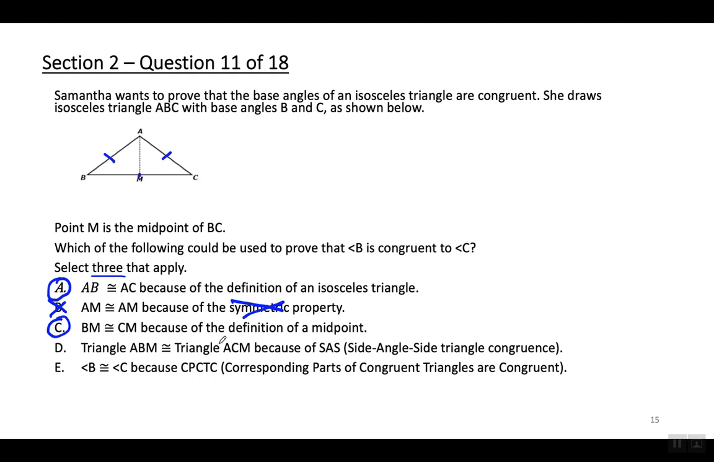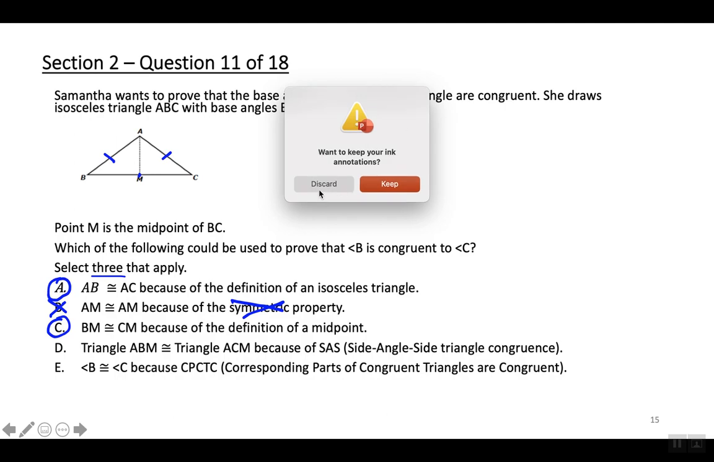Let me think about this one real quick. Okay, no, hold on, give me 1 second. I remember that this is what's tricky about this question is letters D and E. Let me think real quick. Triangle ABM is congruent to triangle ACM because of side angles. 1 second.